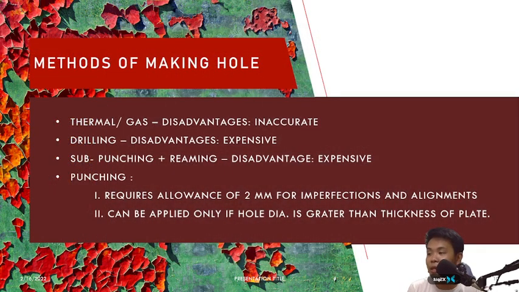So kaya meron tayong different methods of making holes. First is the thermal or gas. Ang disadvantage nito ay inaccurate. The next one is drilling. Ang disadvantage naman nito, ito ay expensive. Yung sub-punching and reaming, katulad nung drilling, expensive din siya. And yung pinaka-ideal na ginagamit sa paggawa ng holes ay yung punching. Dito, it requires allowance for imperfections and alignment. Next, it can be applied only if hole diameter is greater than thickness of plate.